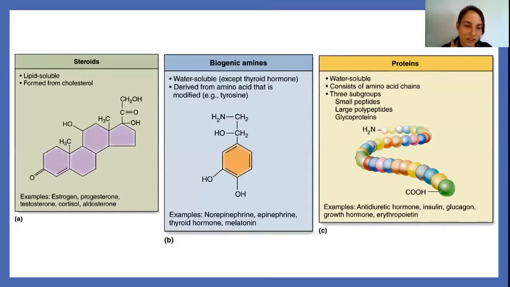Here's some pictures showing us steroids on the left. Now, our steroids are being formed from cholesterol. Different ones would be your reproductive hormones, the estrogen, the testosterone. Then we have the biogenic amines that are a single amino acid. And lastly, we have proteins, which are chains of amino acids.